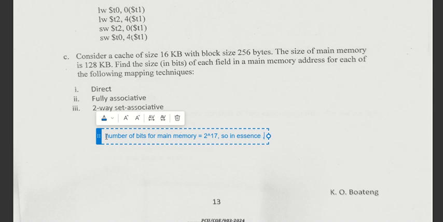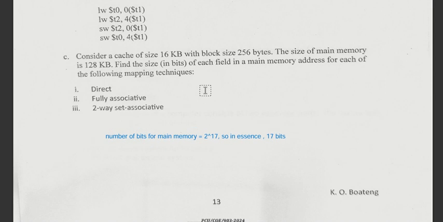So in essence, we will be using 17 bits to look in the cache, right? In essence, we use 17 bits. We would have been using 2 bits, but the question is a bit twisted, so we use 17 bits. Now the next part is the case for direct mapping.